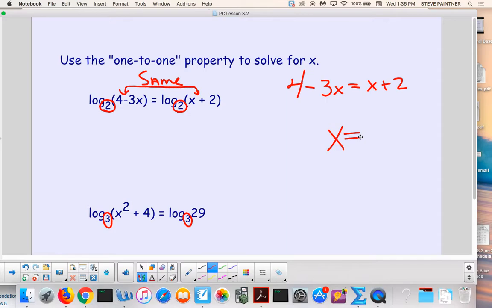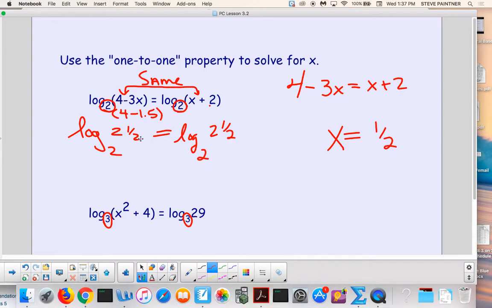Molly, what'd you get? 1/2. She got a half. Yes, no? Yep. Okay, she's right. Can she check her answer? She can put it in. What's a half plus 2? That's 2.5. Log base 2 of 2.5 equals what's half of 3? 1.5. Log base 2 of 2.5. We got it. It works.